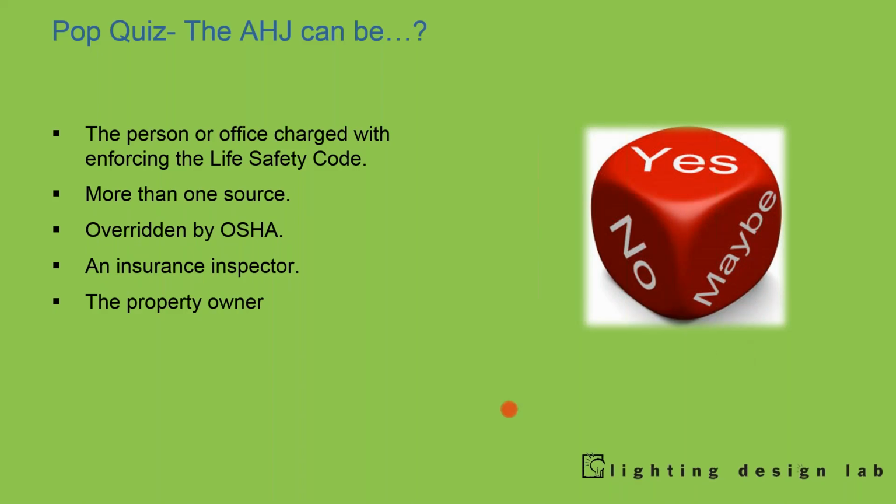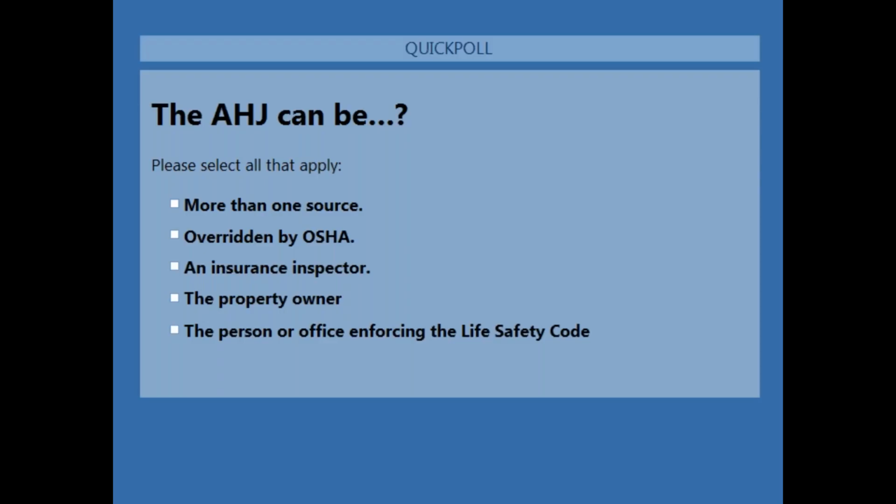All right, so here we have a little pop quiz. All right, everybody. So the authority having jurisdiction, what could it be? Select all the answers that apply or could be correct if you believe more than one answer is correct. Thank you for the people that started voting. Good stuff.